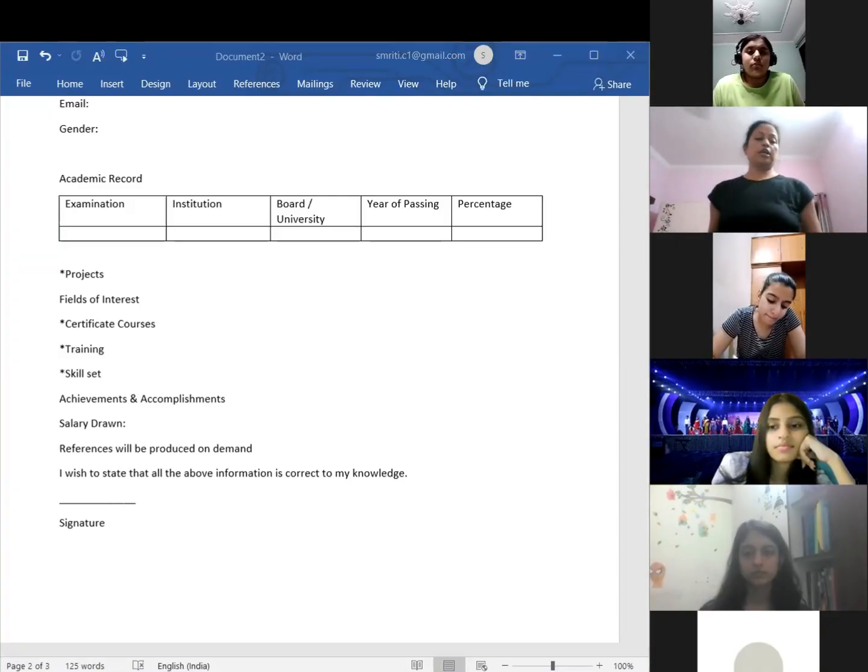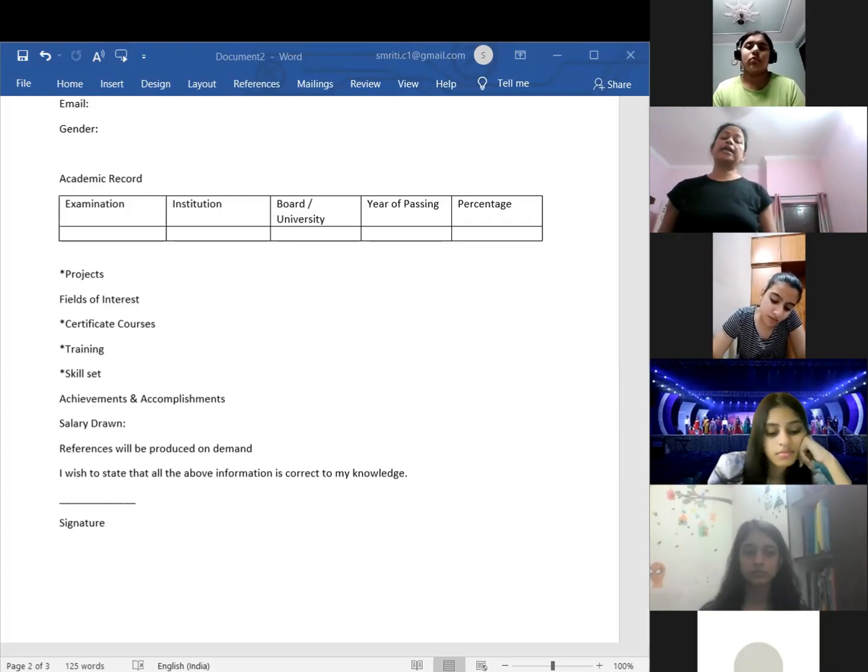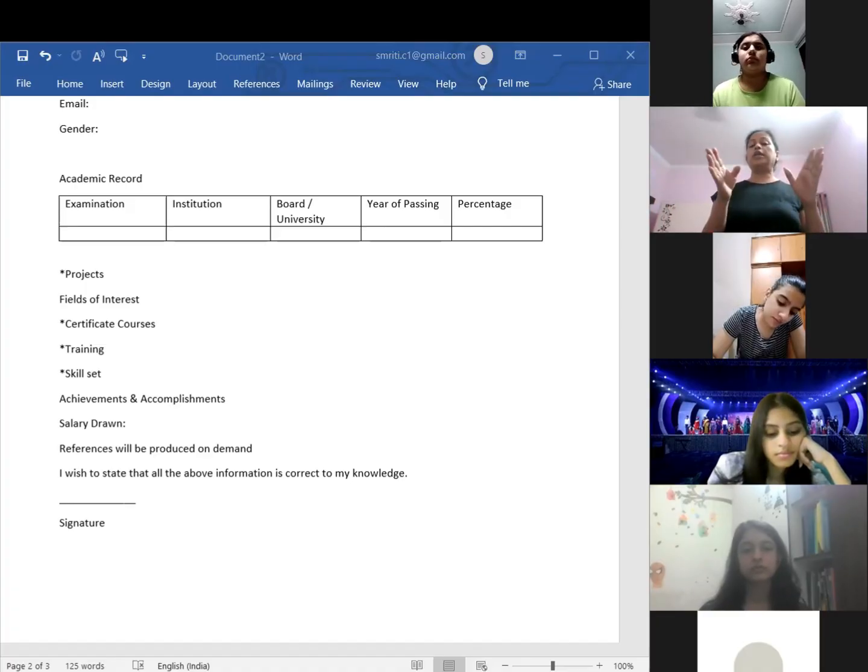Then talking about certificate courses, training, if you have had any kind of training, you can include it here. What is your skill set? What are the important skills that you have? Skill set, again, see resume जो है ना वो usually आपका job specific बनाया जाता है.